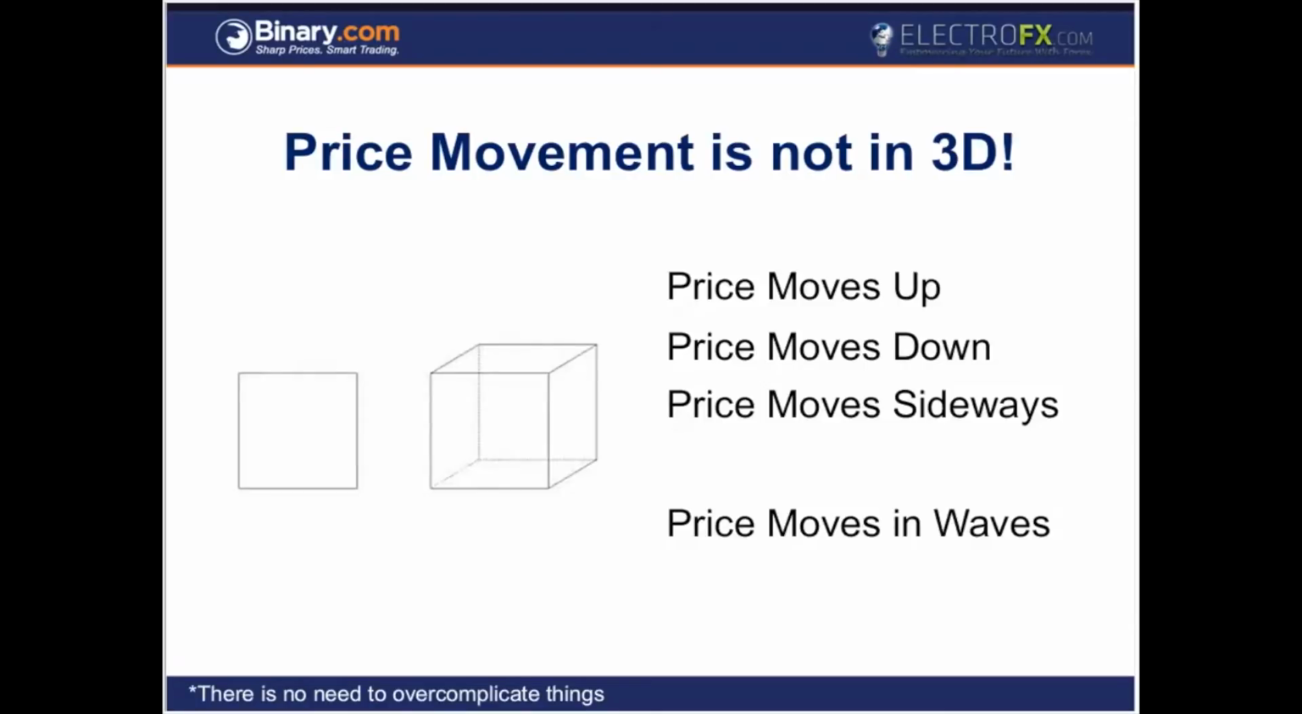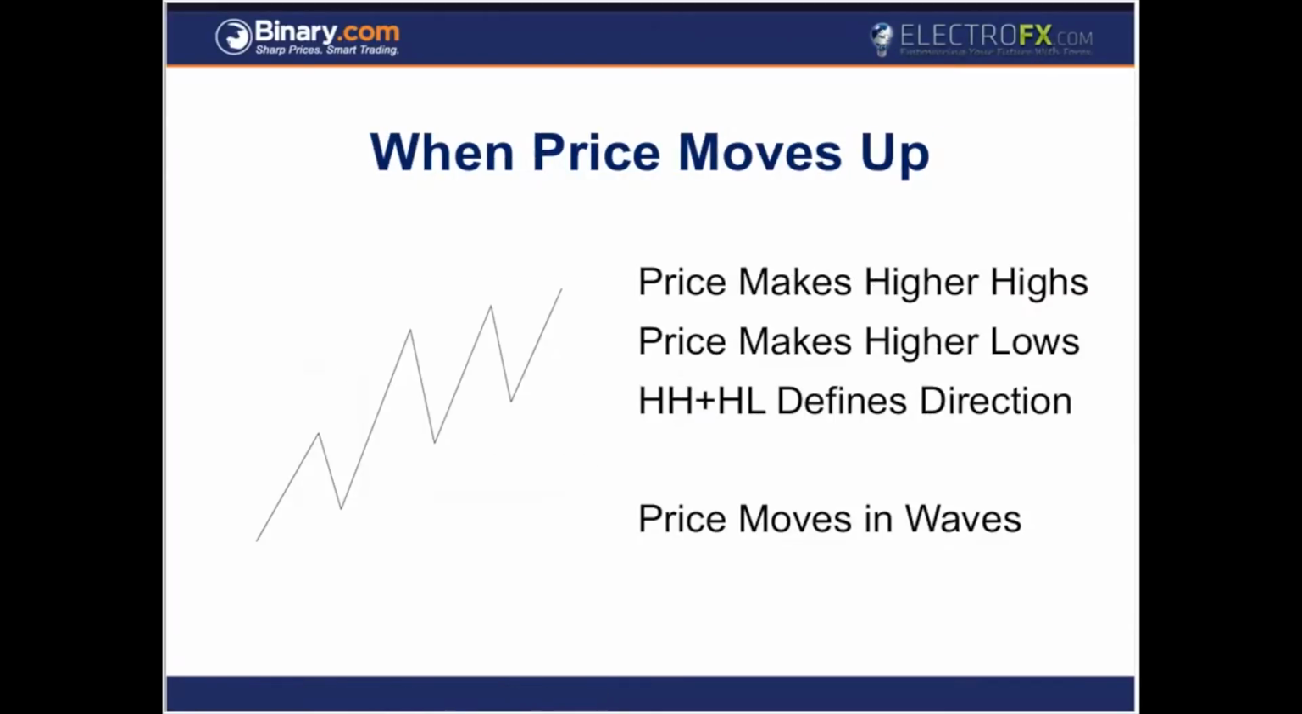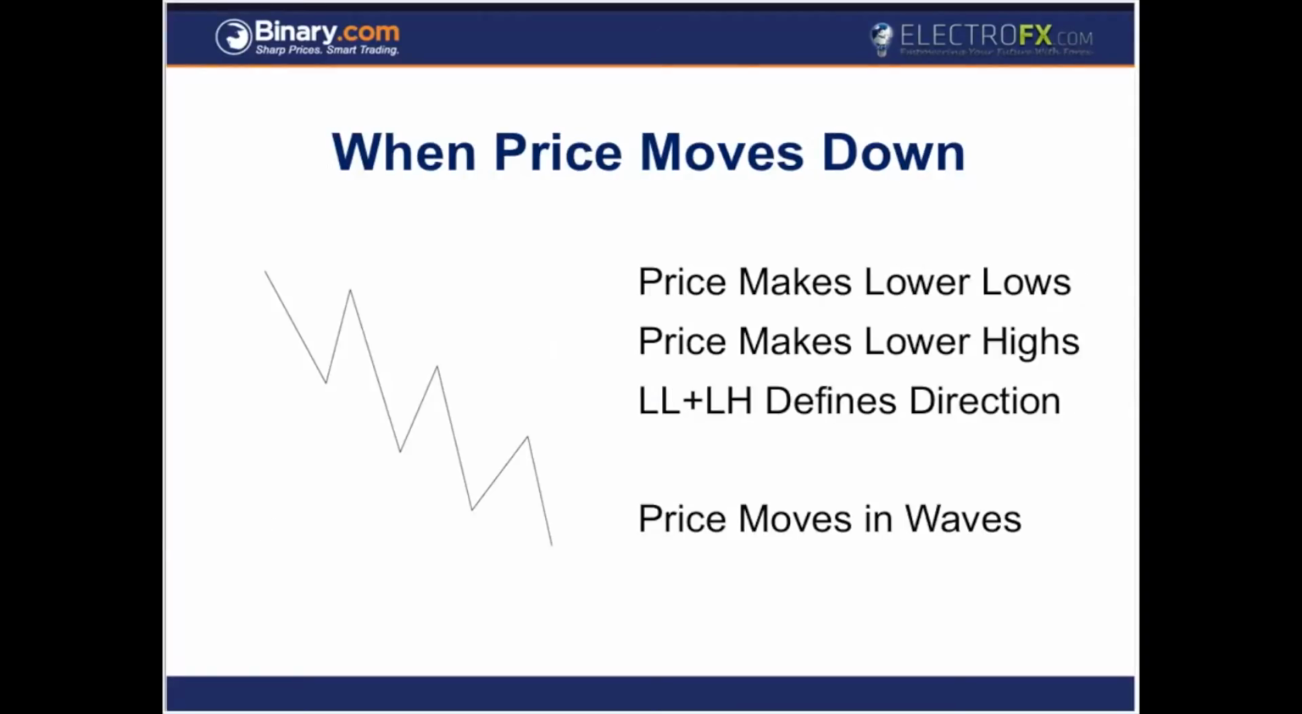It's two-dimensional. When price is moving up, it makes higher highs and higher lows. The higher highs and the higher lows define the direction. And price is moving in waves. It doesn't go in a straight line. When price moves down, it's making lower lows and lower highs. The lower lows and the lower highs are defining direction. And price, once again, it's moving in waves. It's not just going in a straight direction.